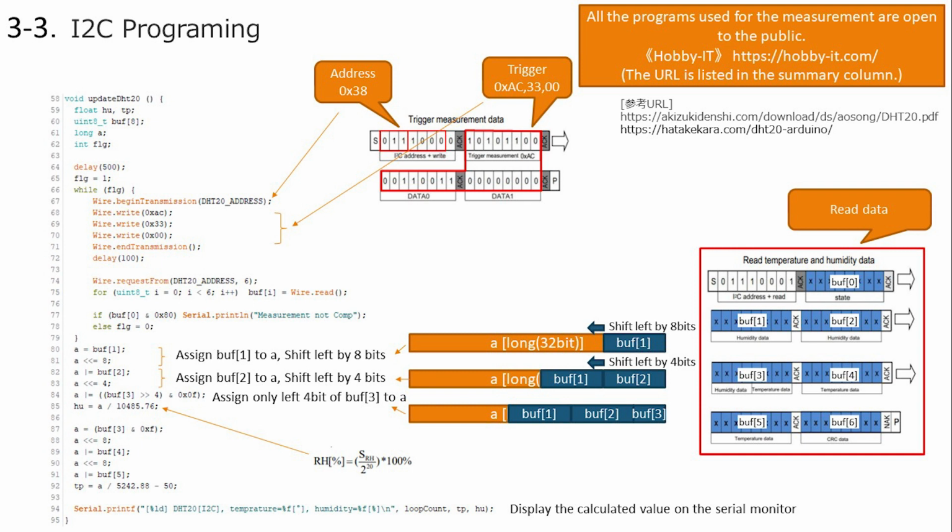Put the data in 32-bit long type and get the numerical value. The obtained value is divided by 2 to the 20th power according to the specifications on line 85, and then multiplied by 100 to calculate the humidity. Lines 87 to 92 similarly acquire and calculate temperature data. The number calculated in the last 94th line is displayed on the serial monitor. That's it for the program.